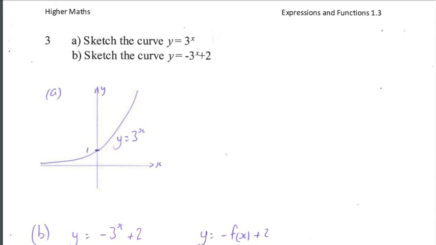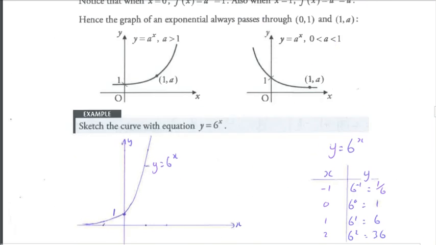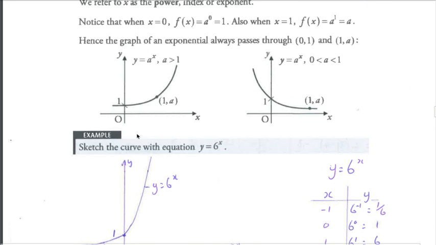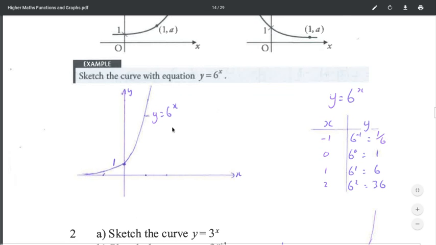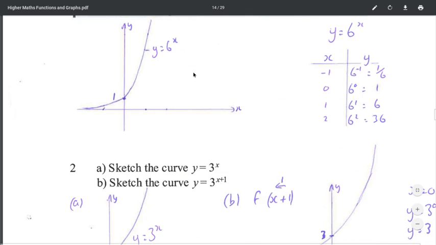Just going to go over one more example, just to go along with the two we did in the previous video. So sketch the curve y equals 3 to the power x. So again, we know that y equals a to the power x will look like this, or like this if it's 6 to the power x. So again, as I was saying, this would actually get a little bit steeper, a little bit quicker.